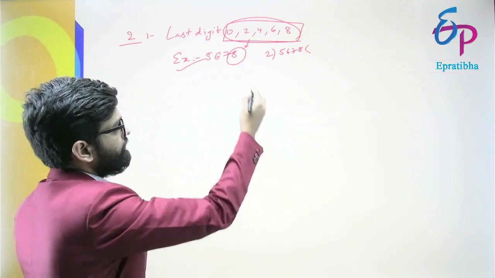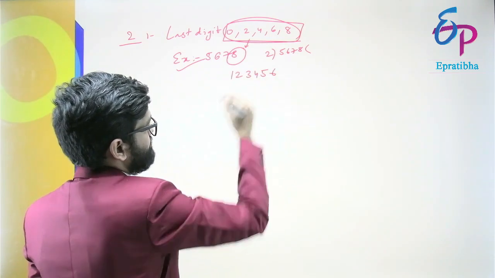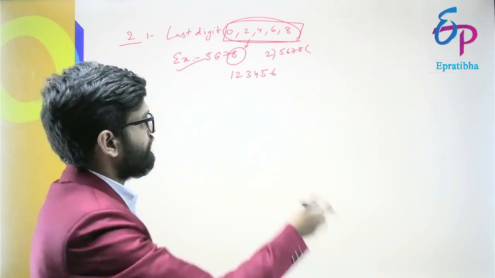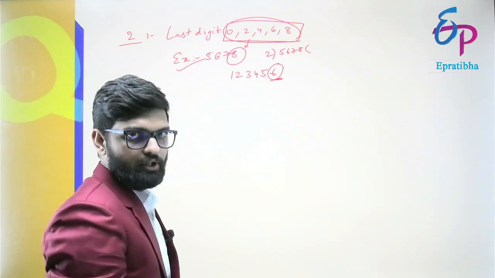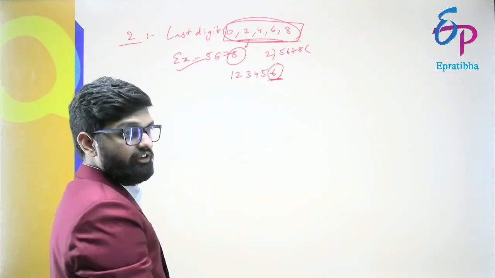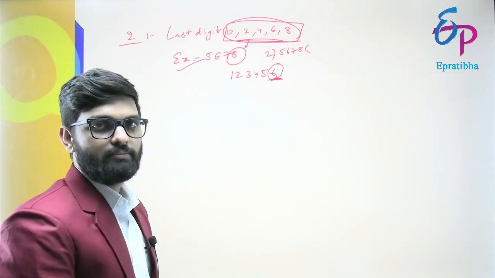If you take another example, 123456, tell me, is this number divisible by 2? Yes, indeed. What is the last number? It is 6. So 6 is nothing but an even number, right? So these are all even numbers barring 0. So if it is 0 or an even number, then definitely the number is divisible by 2.